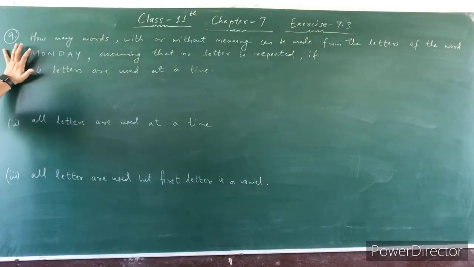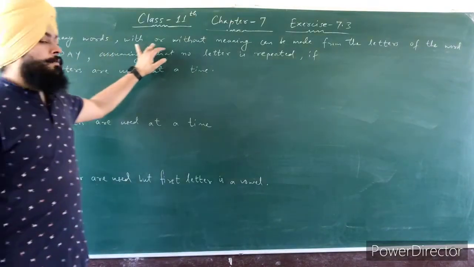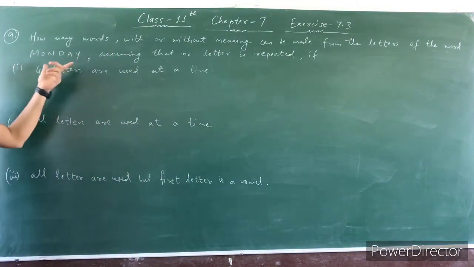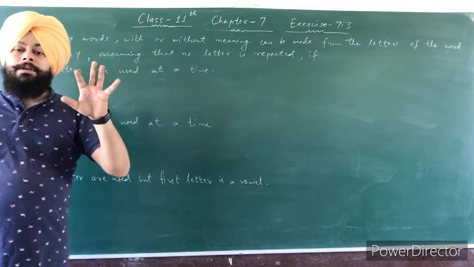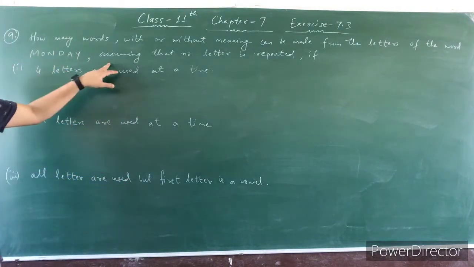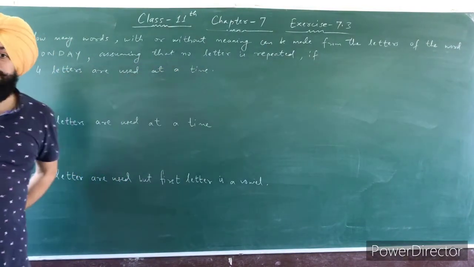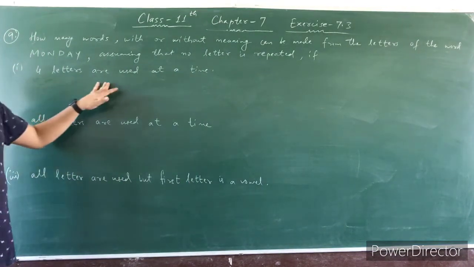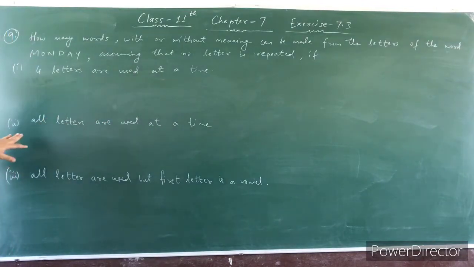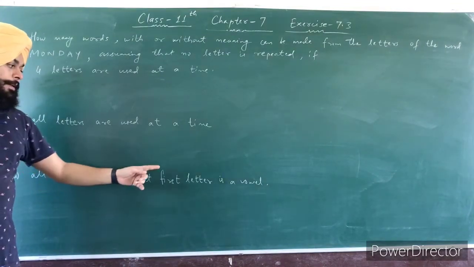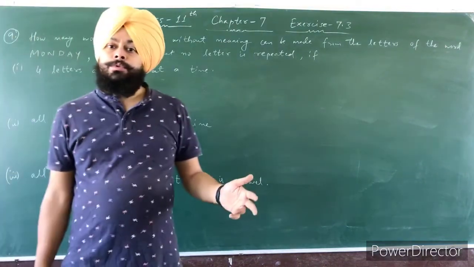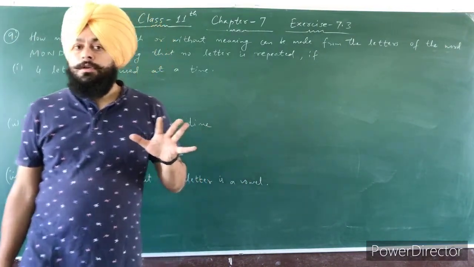Next, this is your question number 9. How many words, with or without meaning, can be made from the letters of the word MONDAY? Monday has 6 letters. Assuming that no letter is repeated, there are 3 parts. In the first part, 4 letters are used at a time. Second, all letters are used at a time. And the third, all letters are used but the first letter is a vowel. What are vowels? A, E, I, O, U. So there are 5 vowels in the English alphabet.